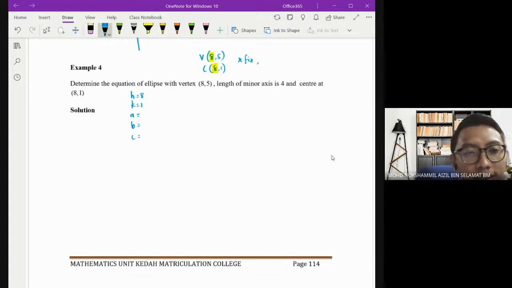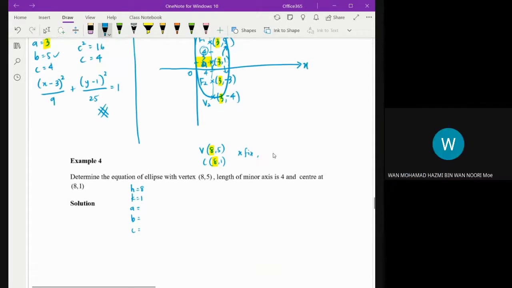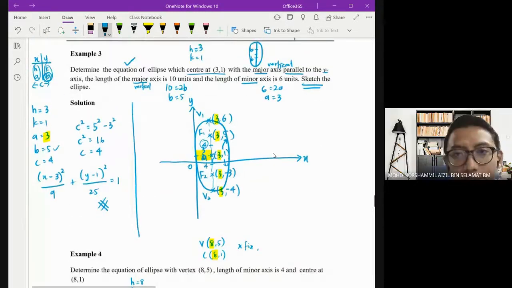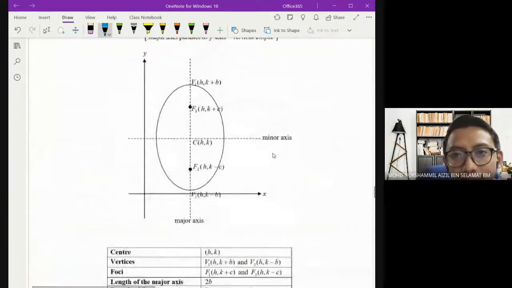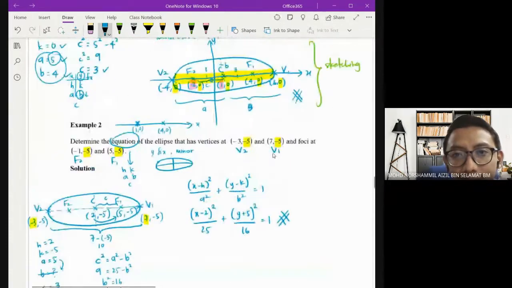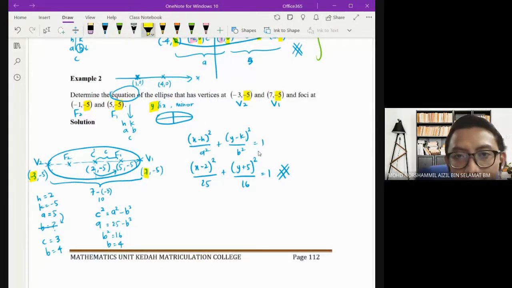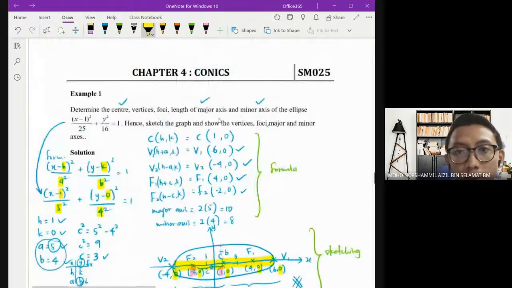Saya cakap dah tadi. Yang fix tu akan jadi minor ke major? Guys? Major. Minor. Kita tengok balik, tengok ni. Tengok saya kata apa. The fixed part will be minor, guys. The fixed part always going to be minor. Okay? The fixed part going to be minor.